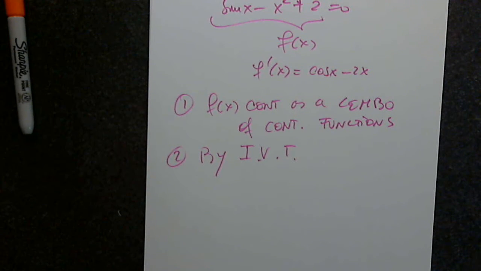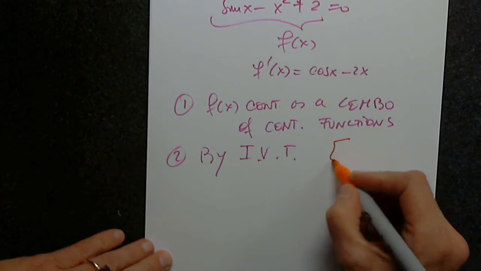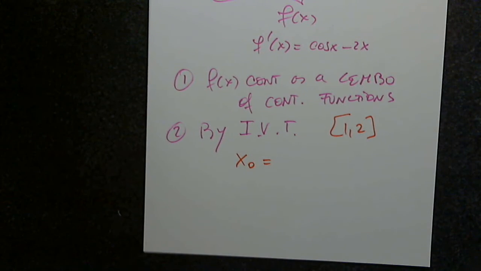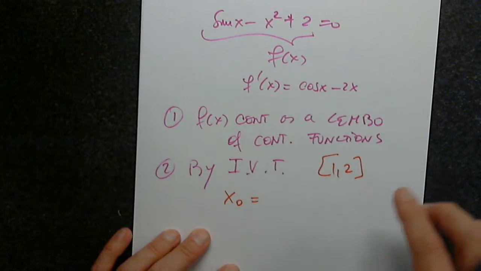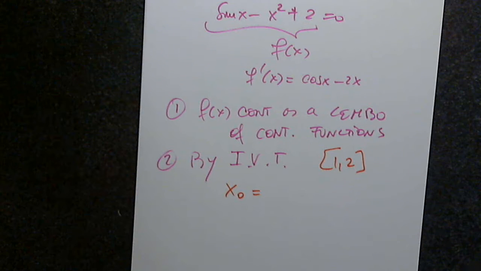That's all I need. I see that this function, which is continuous, changes sign between 1 and 2. So I'm going to choose the interval 1, 2. And I will pick x0 to be whatever you want. It doesn't matter. If you pick 1, this will not be 0. If you pick 2, this will not be 0. It doesn't matter where you want to start.